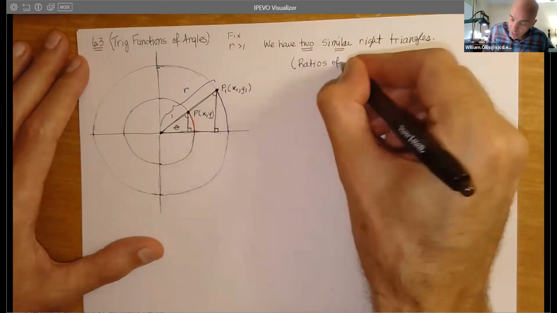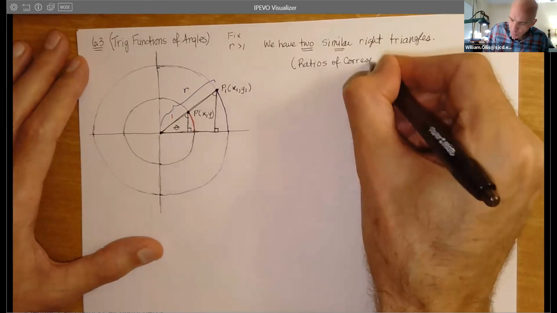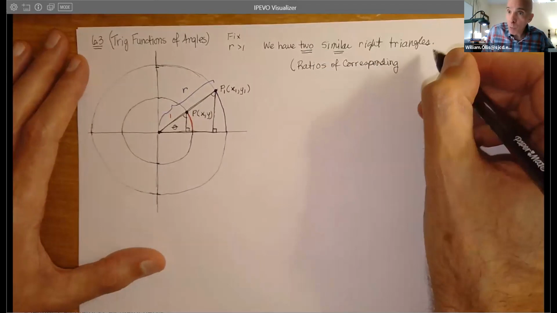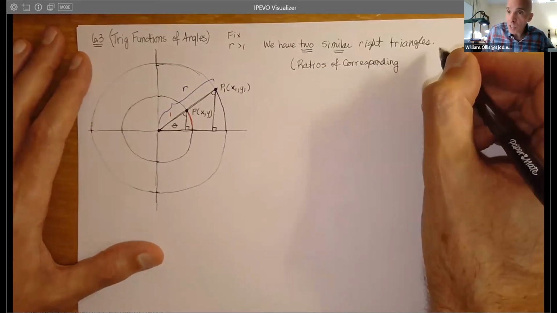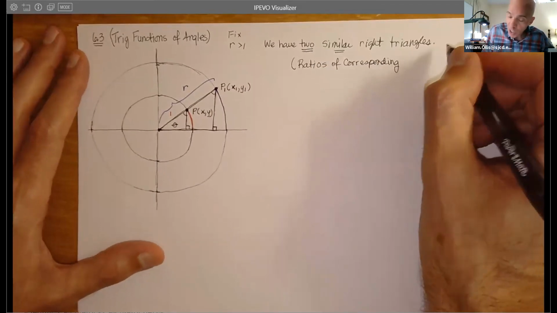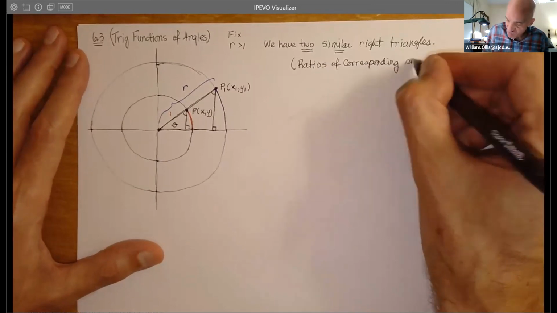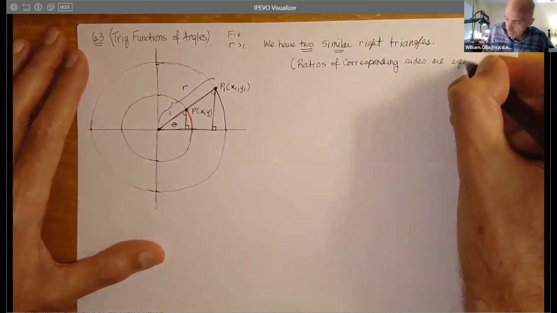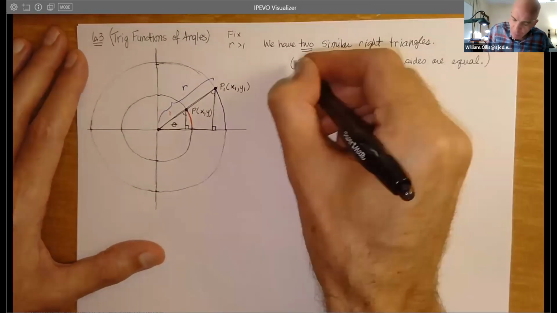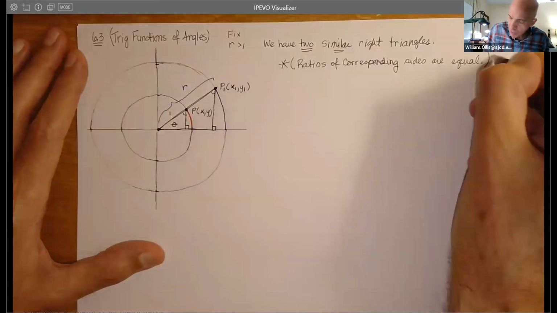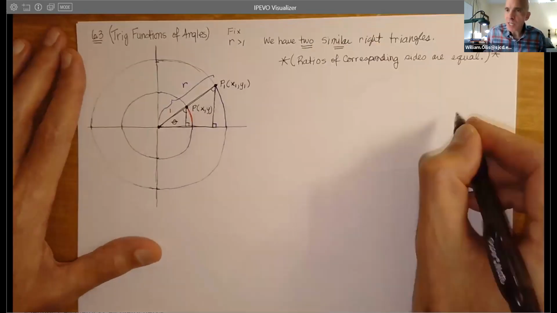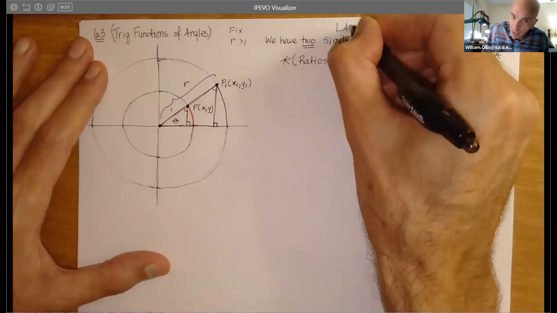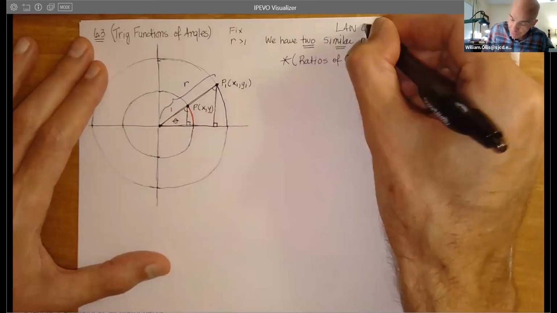of corresponding sides. This is a huge theorem in geometry, and it is not easy to prove. I've proven it before in a seminar, and I thought we should have done something easier. Ratios of corresponding sides are equal. That's a major result. We depend on this result. Trigonometry would not be consistent without the law of similar triangles.